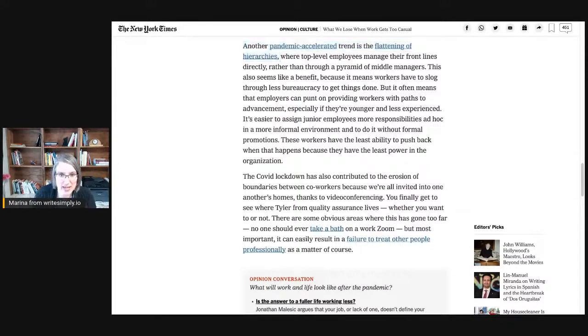Top level employees manage their front lines directly rather than through a pyramid of middle managers. Okay. Let's see if she goes on to say anything else. It also seems like a benefit. Now let's see, reasons. We're looking for reasons. Ooh, but it often means employers can punt on providing workers with paths to advancement, especially if they're younger and less experienced. Ooh. Talking about junior employees. These workers have the least ability to push back.